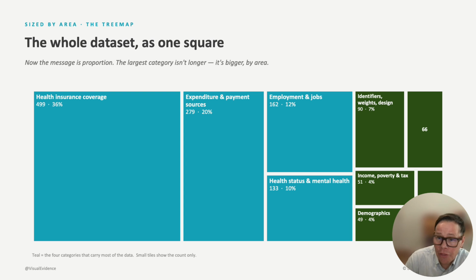A third move, a tree map. Now why? When proportional contrast matters, this does the job. It's organized by real estate.